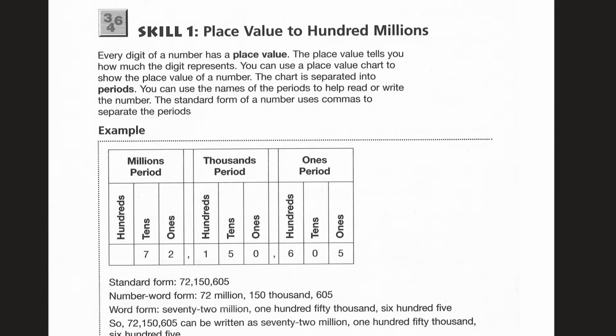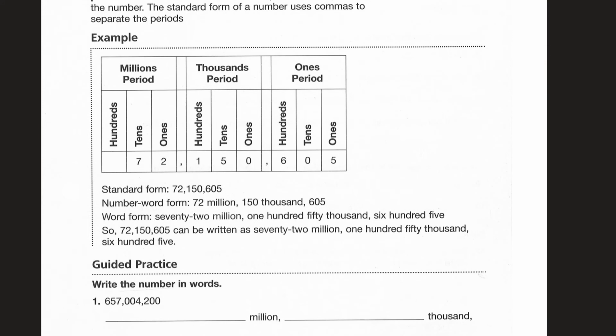So if I can bring this up a little bit, what we have is this super long number here. And in number form, we have the 72 million. See, 7 tens, so 72 million. 150, and that's in the thousands. And then we have 605. And so that's our number, and I just read off the word form of that. So this number can be written as 72,150,605.